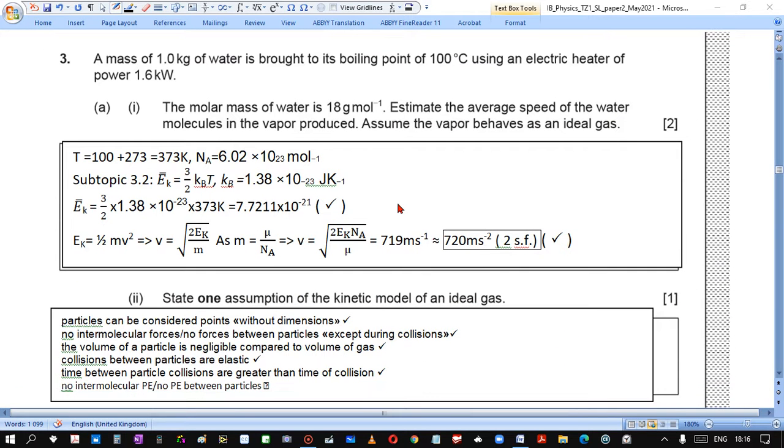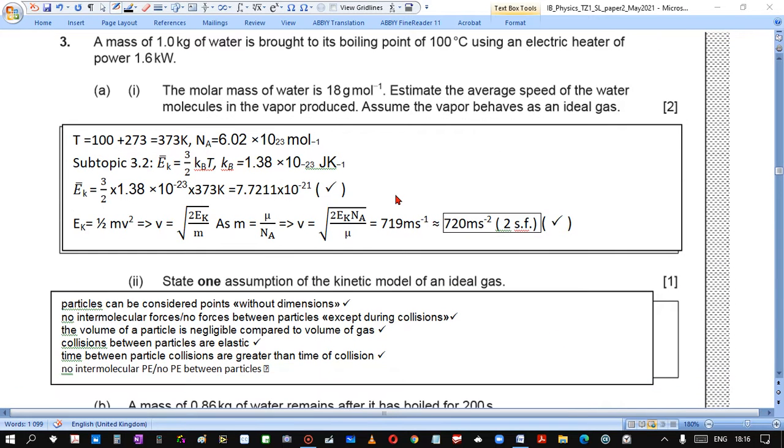We put the values and we get 6.4 Newton per kilogram. Question 3. A mass of 1 kilogram of water is brought to its boiling point of 100 degrees Celsius using an electric heater of power 1.6 kilowatt. A, I. The molar mass of water is 18 grams per mole. Estimate the average speed of the water molecules in the vapor produced. Assume the vapor behaves as an ideal gas.